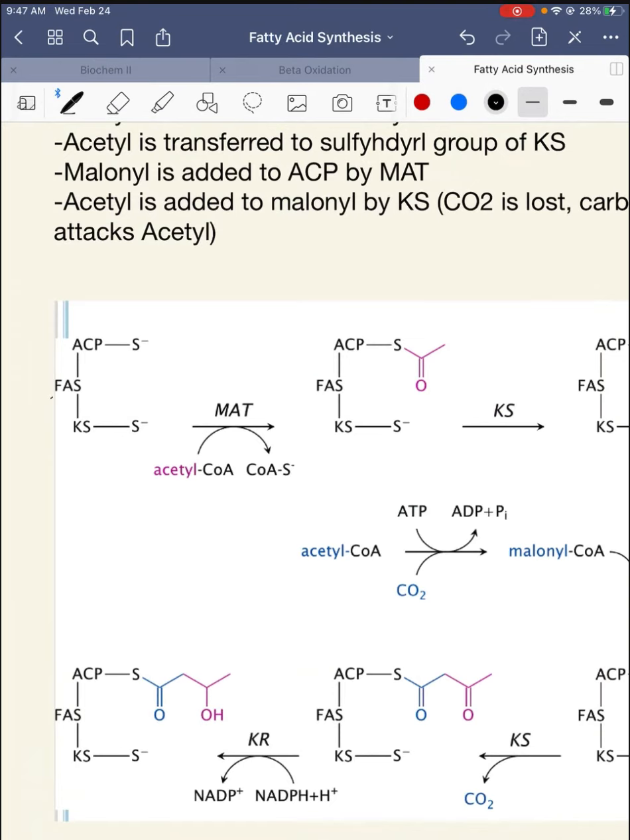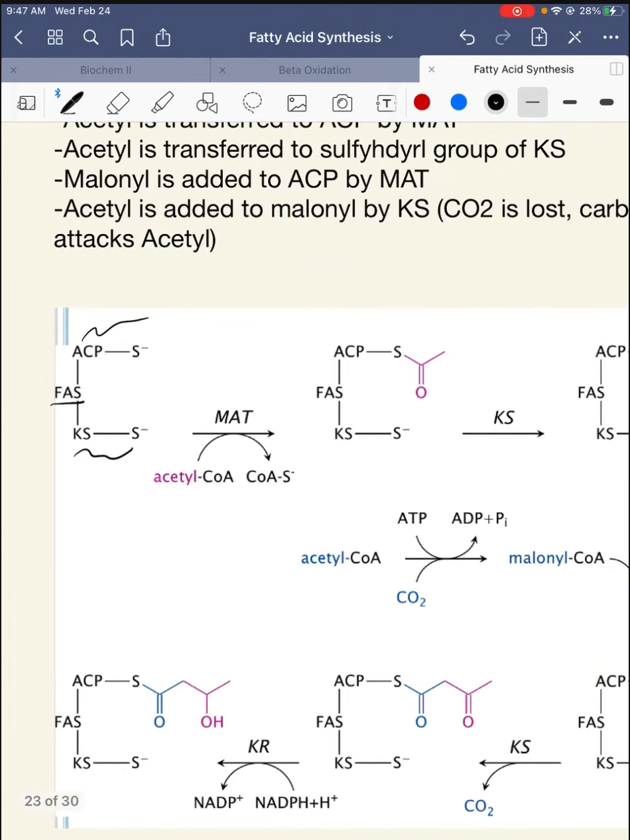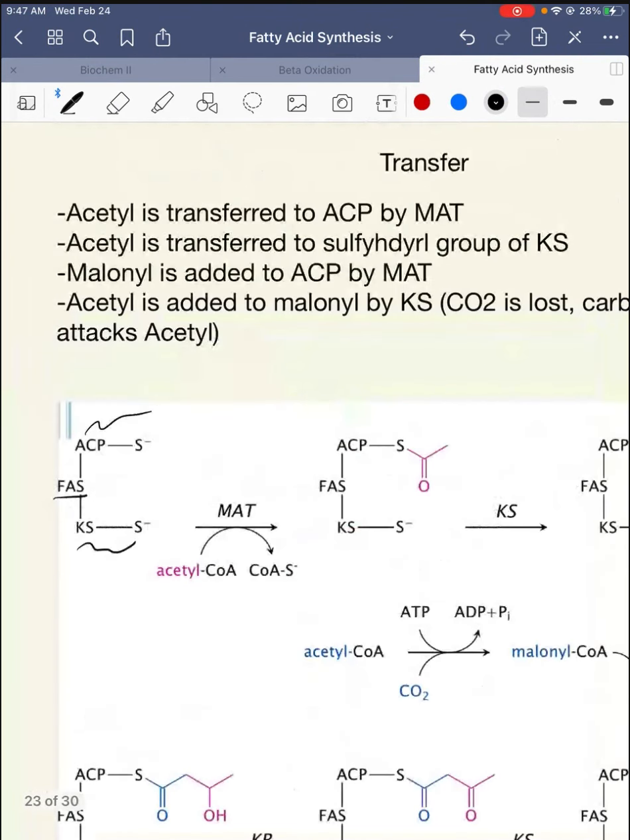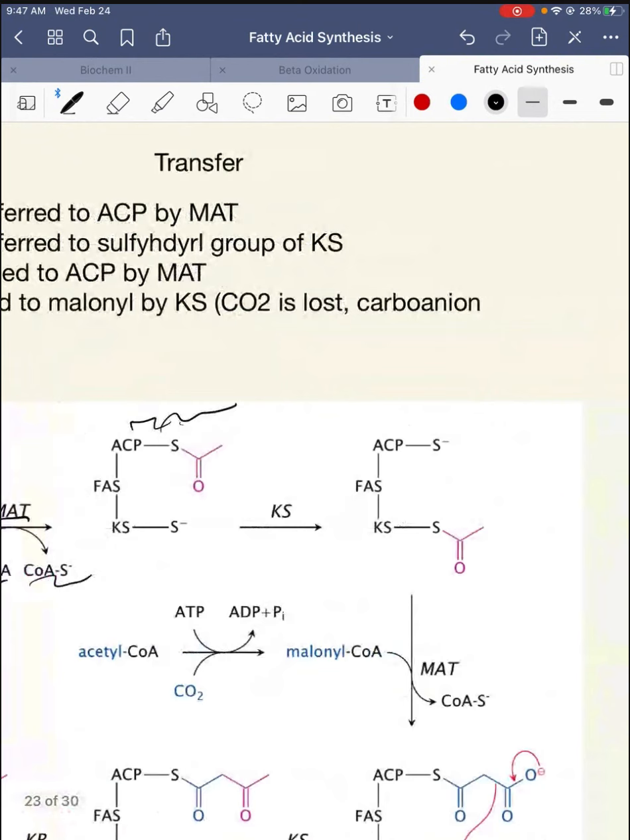So this is the fatty acid synthase. We have the two different sites, the KS and the ACP site. This is just another way to look at what we talked about here. MAT takes acetyl-CoA. We take the CoA and S out, and we attach it on the ACP site. And then KS takes this acetyl-CoA, and we put it on this sulfhydryl group next to KS. So when we do that, the ACP site frees.